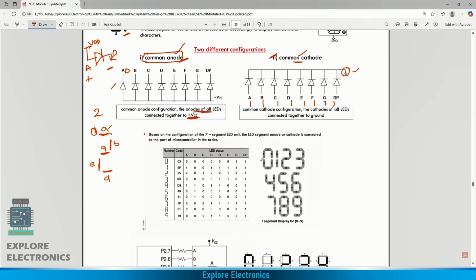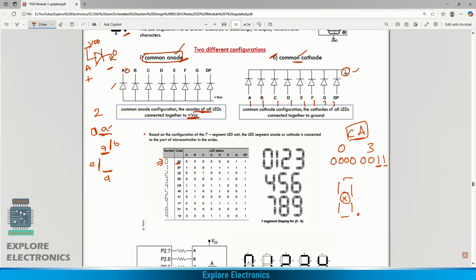Suppose you want to display the number 0, here the code is 03 in hexadecimal. Why is it 03? 0 in the sense 0, 0, 0, 0. 3 in the sense it is 0, 0, 1, 1. There are 8 values, correct? To display 0, all the external LEDs should be on. This one should be off, right? That's why here it is 1. And this dot will be the last value. This should be 1. This is the common anode mechanism.